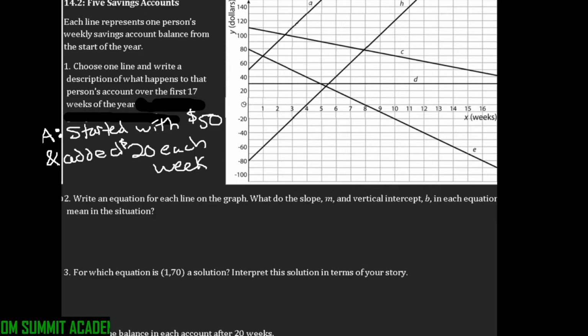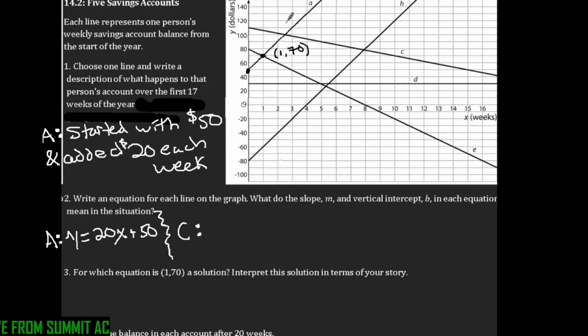And I noticed that because if I look at my graph, they started at 50, and after 1 week they increased to 70 because they are adding $20 per week. And then for number 2, it says to write an equation for each line. So what I can do is this. For A, my slope is 20, so I'd write my equation like this: y equals 20x plus 50.